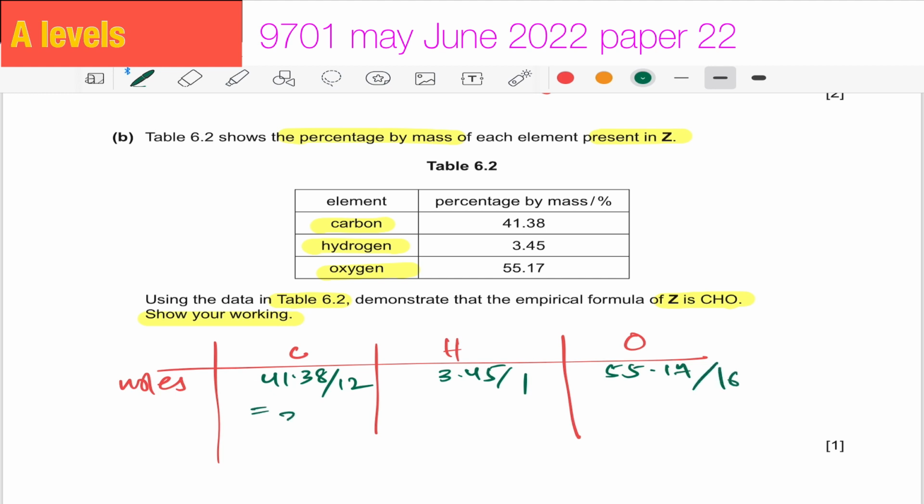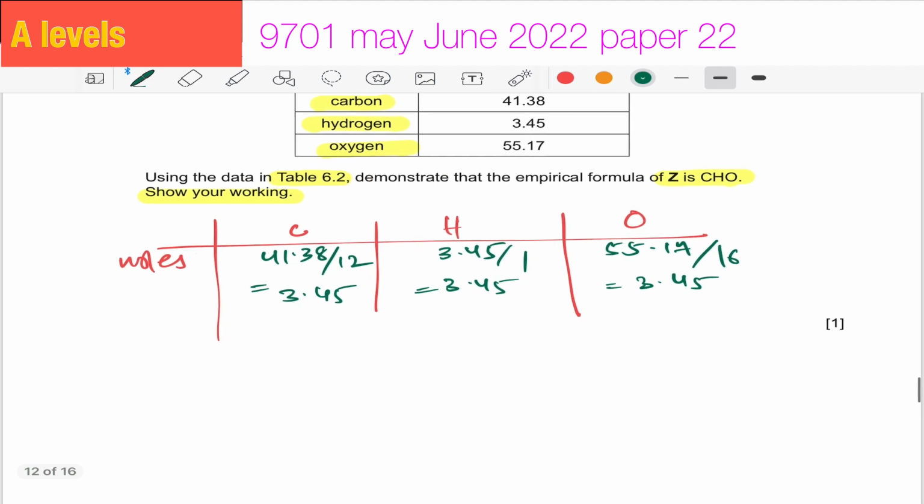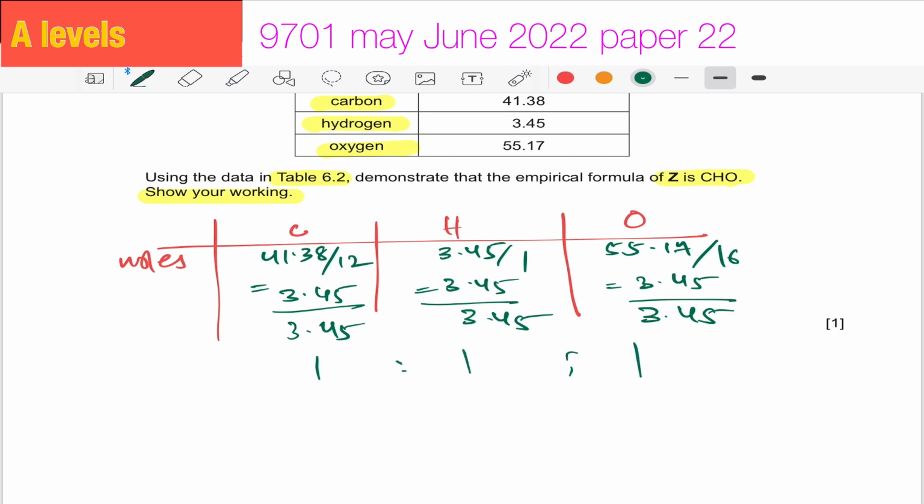That would be equal to 3.45, 3.45, and 3.45. So all three values are the same. To calculate the simplest ratio, we divide all three moles by the smallest value, but here all three values are the same. So the simplest ratio would be 1:1:1, and that means the empirical formula is CHO. This is the empirical formula of compound Z.